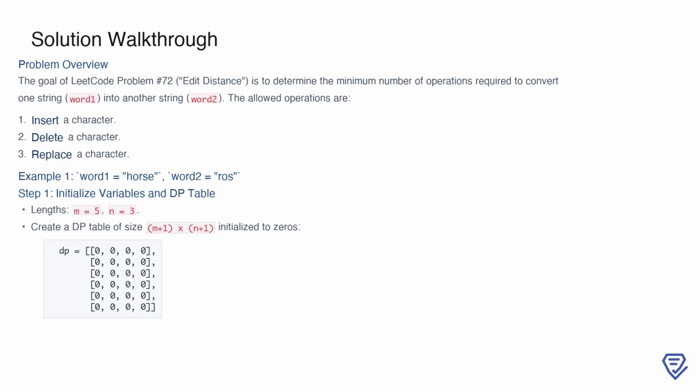For example, if word1 is horse and word2 is rose, we first start by initializing some variables. Here, the lengths of the strings are m equals 5 and n equals 3. Next, we create a dynamic programming table DP of size (m+1) by (n+1), where each cell will represent the minimum edit distance between the corresponding prefixes of the two strings. Initially, this table is filled with zeros, as shown here.